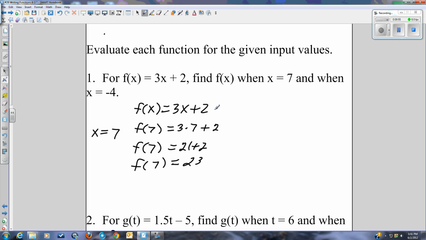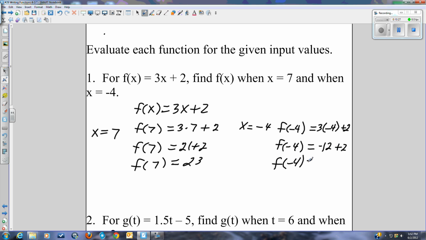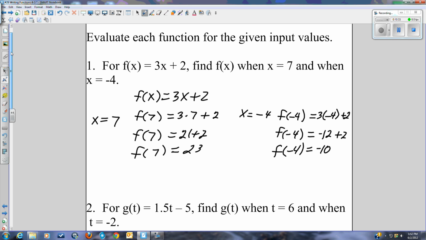Now let's do f of negative 4. So if x is negative 4, you are going to have f of negative 4 equals 3 times negative 4 plus 2. We're just going to plug that number right in place of x now. So f of negative 4 equals negative 12 plus 2. So f of negative 4 equals negative 10. Okay, so let's move on.